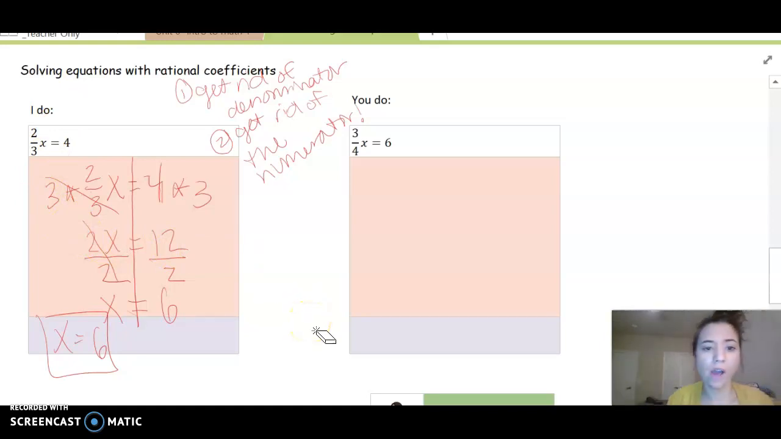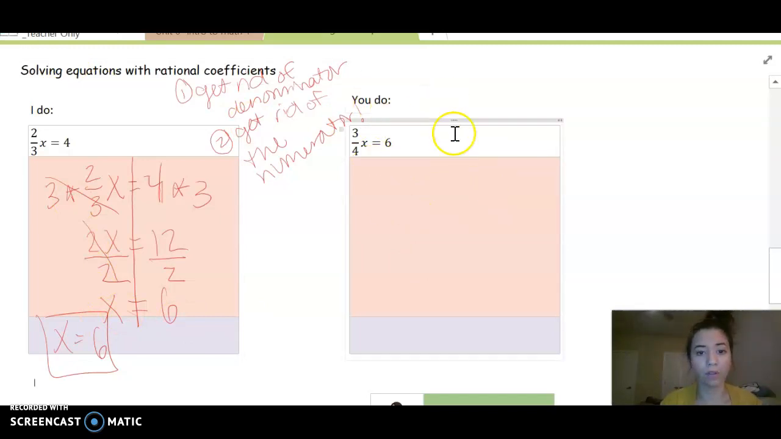All right, go ahead, pause me, try this you do problem. Take about a minute, minute and a half, and then come back and check your work. Again, this is another really important thing, is to really try your best and then come back to check your answer. Go ahead and pause me now.